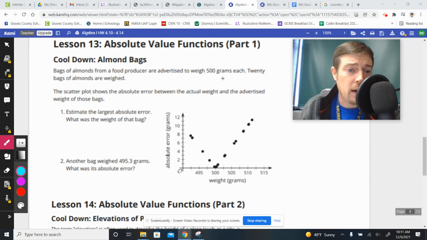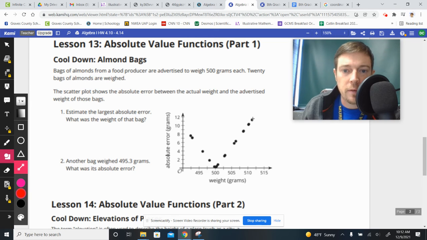But they took 20 bags of the almonds and they weighed them, and they discovered that not all of them weighed exactly 500 grams like they were advertised. There was some error, up to looks like a maximum of like 11, 12 grams off. And that's the first thing that I think it asks you to do, is to estimate the largest absolute error. So the absolute errors are on the y-axis.